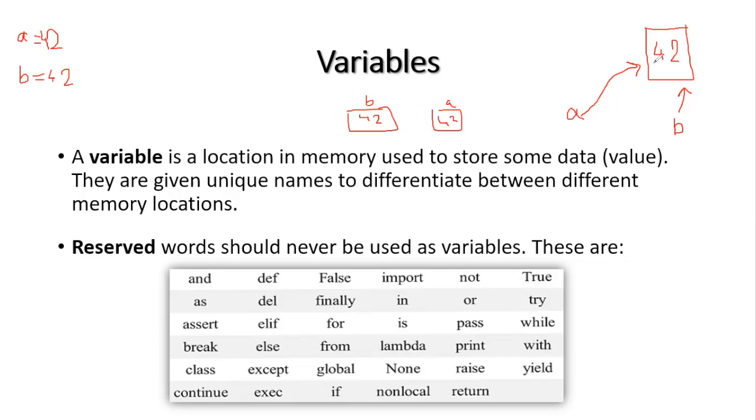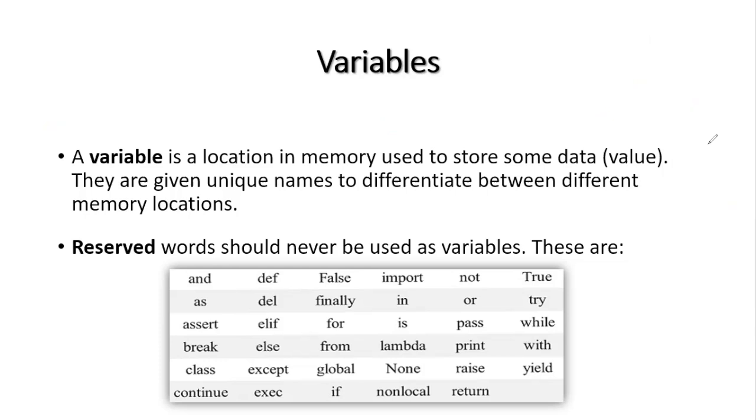Now, one more thing to note here. Let's say we again assign A to be 5. What happens then? This particular pointer, this arrow, gets destroyed. Another memory place where 5 has been put gets assigned, and A now points at this particular memory place. That is how Python actually works. I hope you get this point clear.